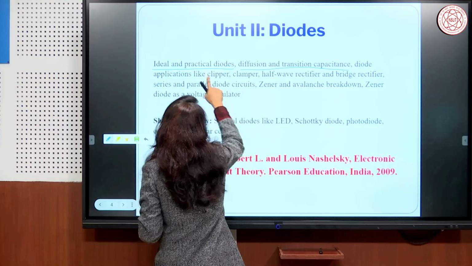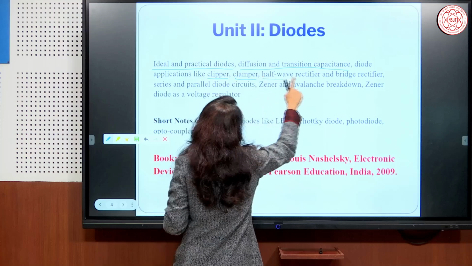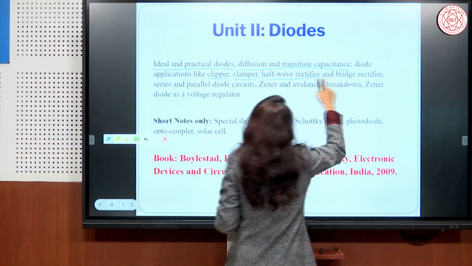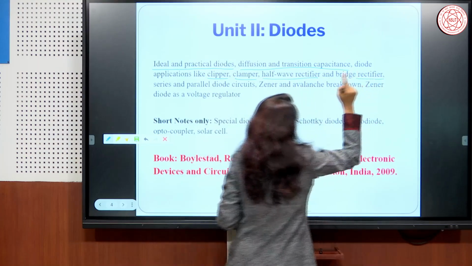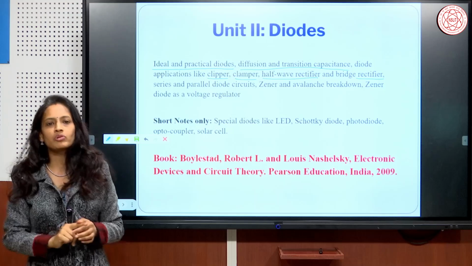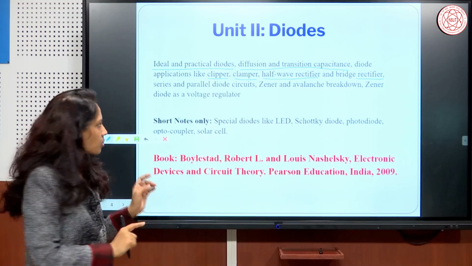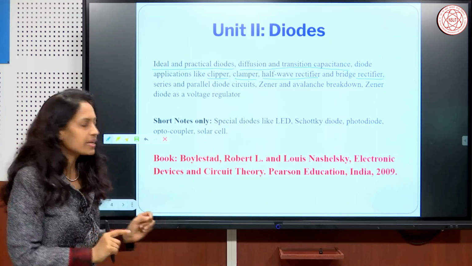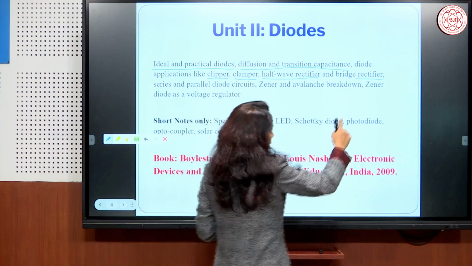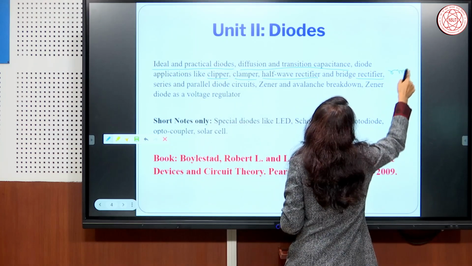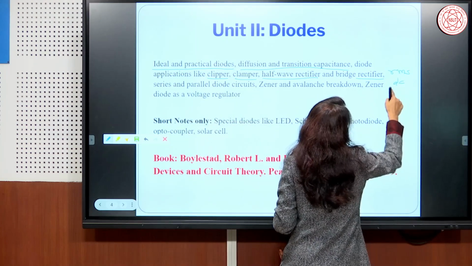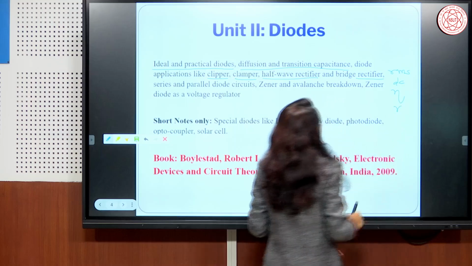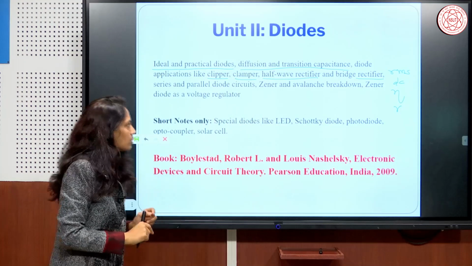Then different clippers, clampers and rectifiers, either half wave or bridge rectifier. You should be prepared for small numericals on these topics, plus the derivation of your RMS value, DC value, rectification efficiency and ripple factor. All these things you should be clear about.